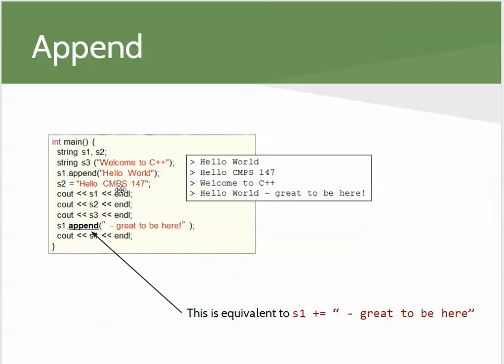S2 is being assigned "hello CMPS 147". If I print these all out, you can see what would come out here. If I call append and put "great to be here" at the end of S1, we see "hello world, great to be here". Okay, so the append function will actually modify S1. Notice we can also print out a string object just like any other variable that we've seen before. S1.append("great to be here") is exactly the same as saying S1 += "great to be here". So the plus equals sign also works with strings and it concatenates.